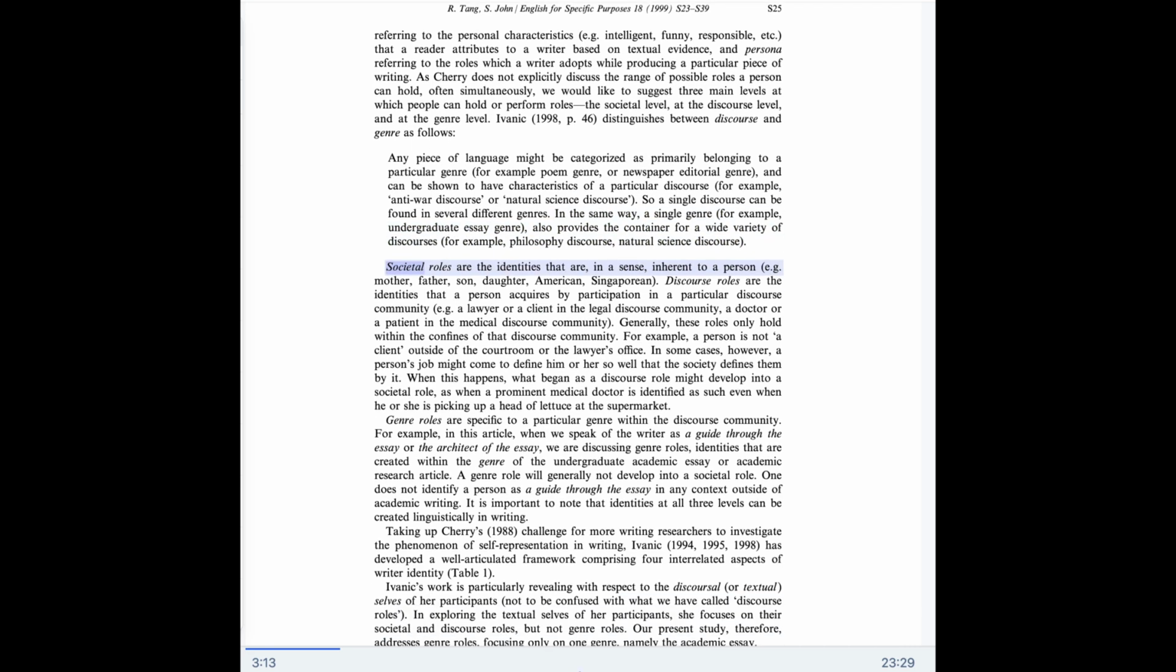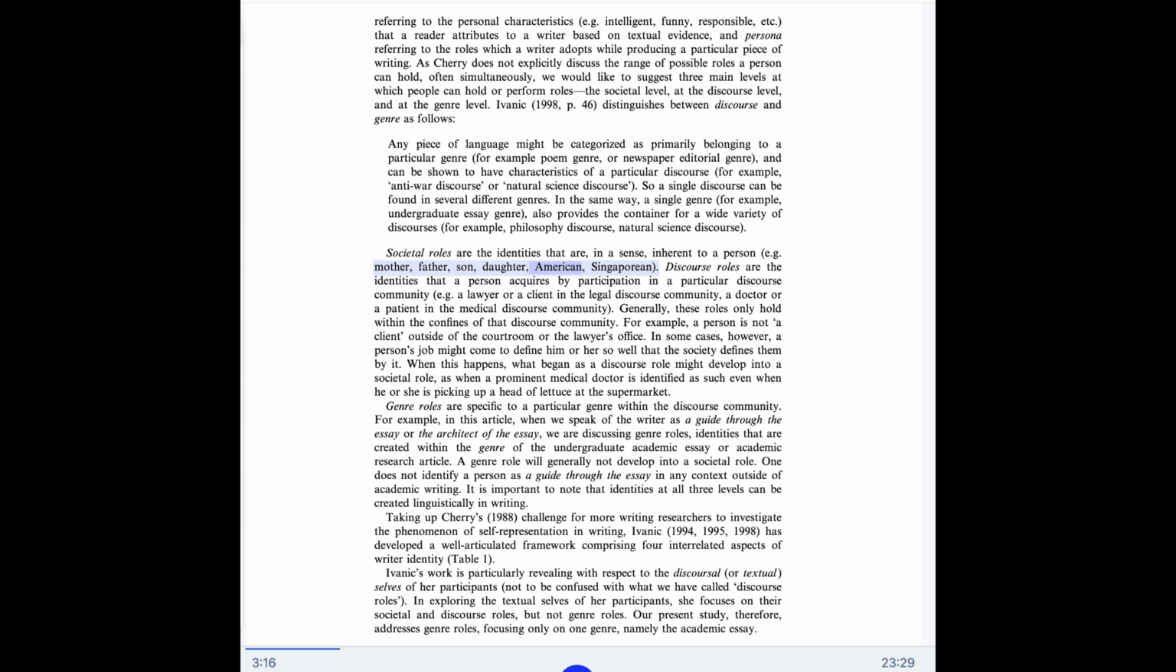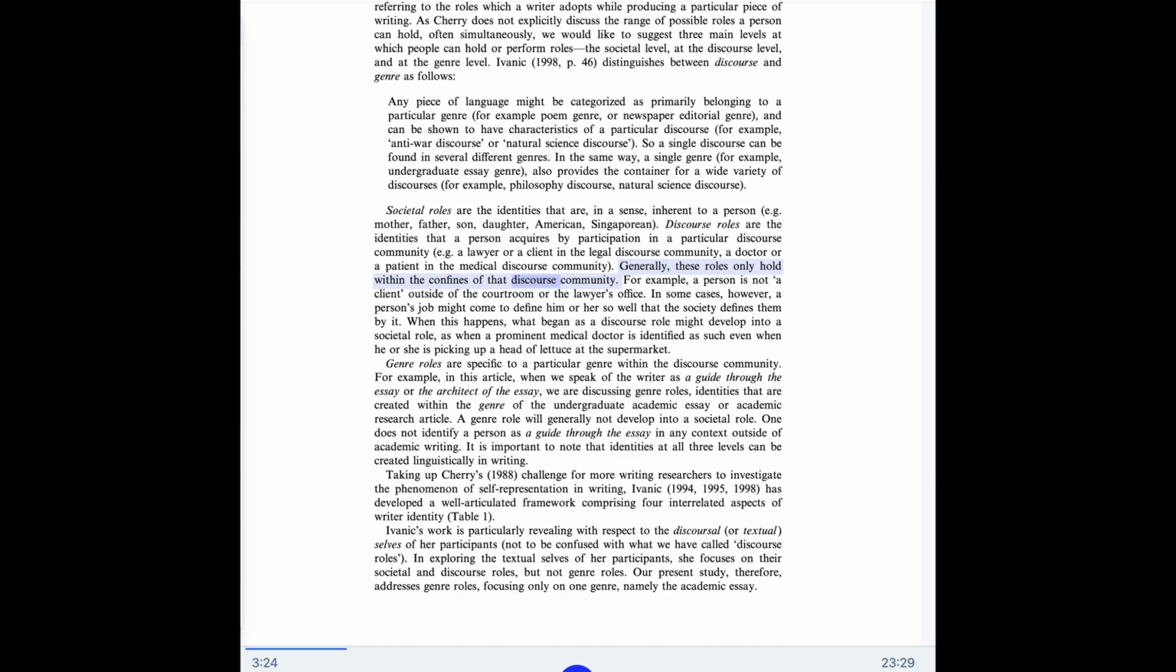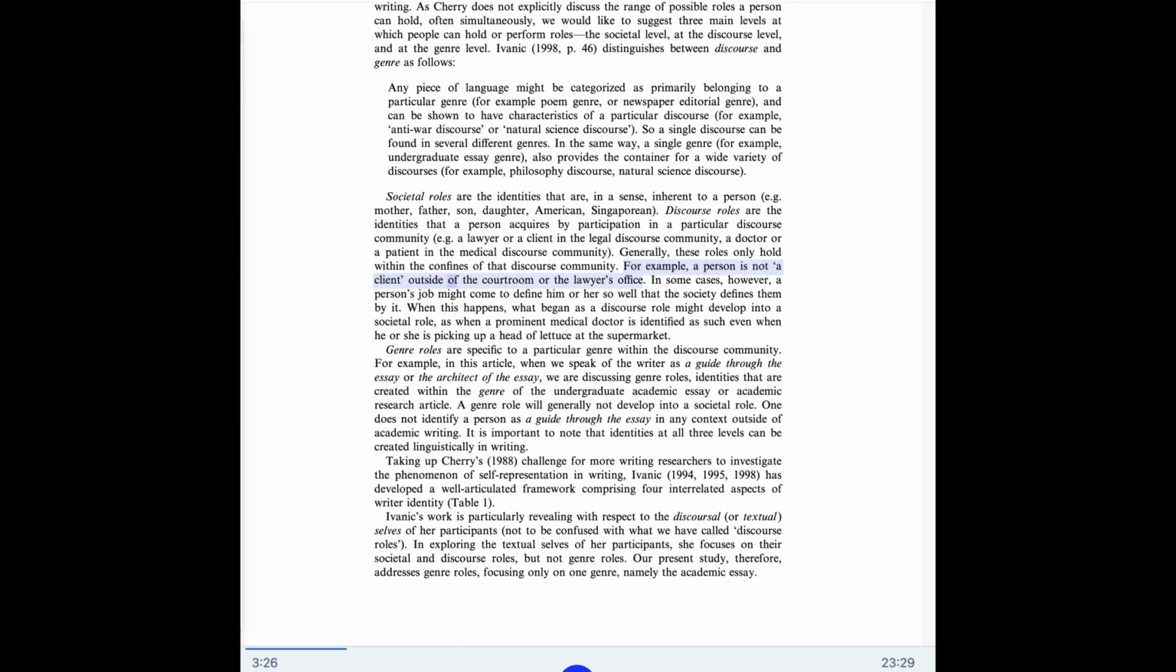Societal roles are the identities that are, in a sense, inherent to a person, e.g., mother, father, son, daughter, American, Singaporean. Discourse roles are the identities that a person acquires by participation in a particular discourse community, e.g., a lawyer or a client in the legal discourse community, a doctor or a patient in the medical discourse community. Generally, these roles only hold within the confines of that discourse community. For example, a person is not a client outside of the courtroom or the lawyer's office.